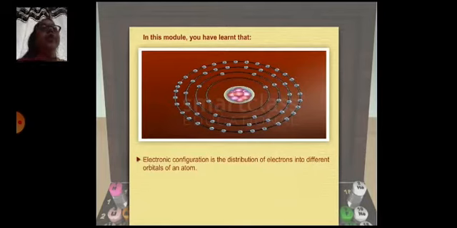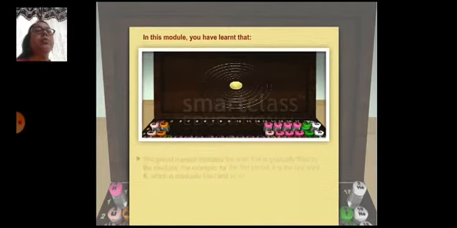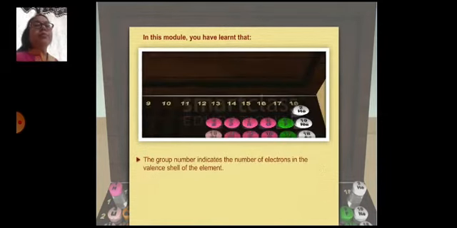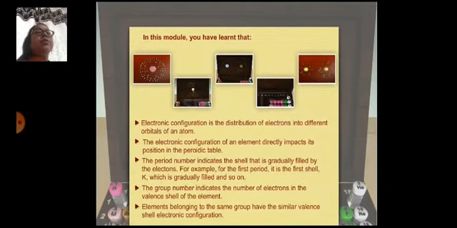In this module, you have learned that electronic configuration is the distribution of electrons into different orbitals. The electronic configuration of elements directly impacts its position in the periodic table, and the period number indicates the shell that is gradually filled by electrons. For example, in the first period, it is the first shell, the K shell, which is gradually filled, and so on. And the group number indicates the number of electrons in the valence shell of the elements. Elements belonging to the same group have similar valence shell electronic configuration. That's all.